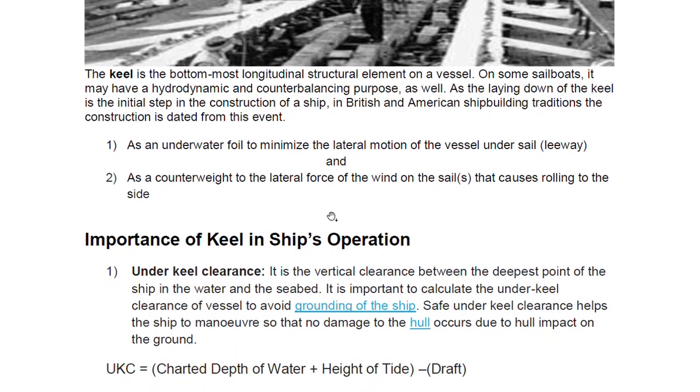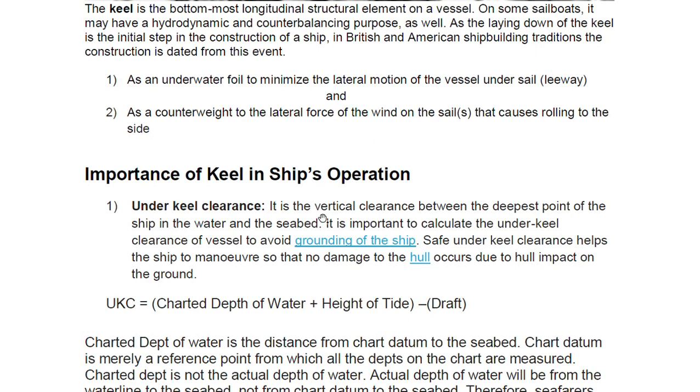If I go by Wikipedia, it says that the keel is the bottommost longitudinal structure element on a vessel. You all know this is a common term. On some sailboats, it may have a hydrodynamic and counterbalancing purpose as well. The laying down of the keel is the initial step of the construction of a ship. So why is this keel laying ceremony important? In British and American shipbuilding tradition, this is the date which is noted down for a ship when the construction of a vessel starts. So the keel laying date is the date when the construction of a vessel starts.